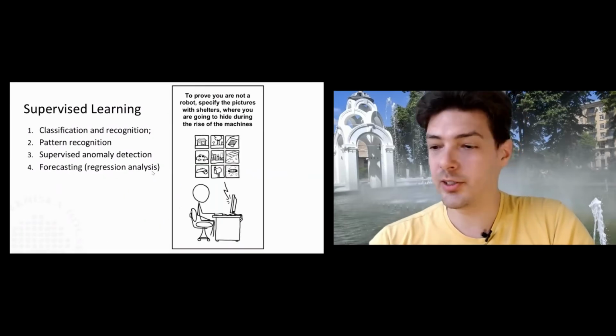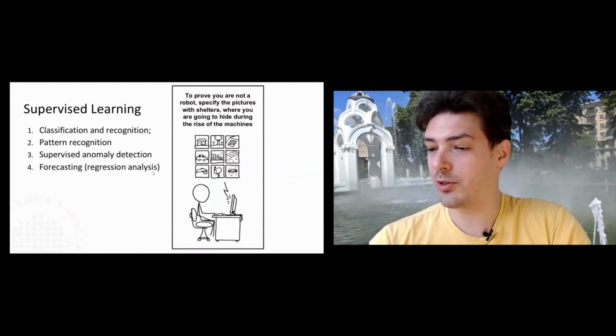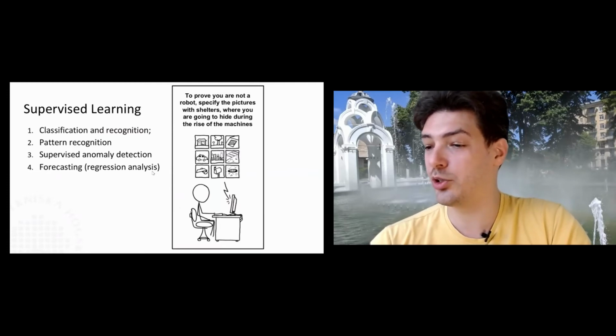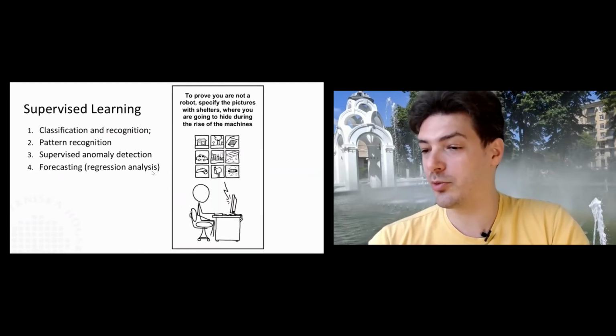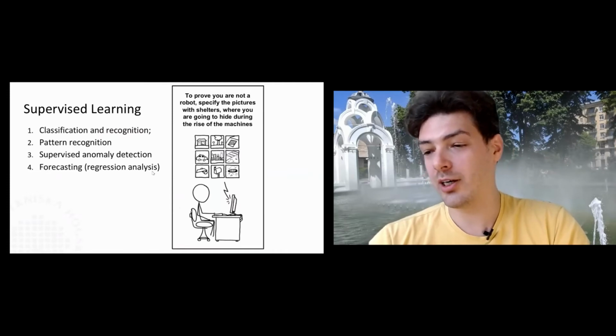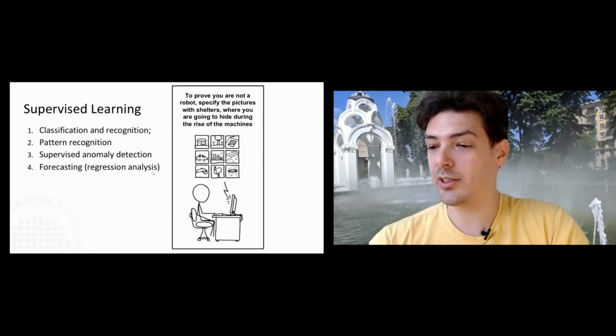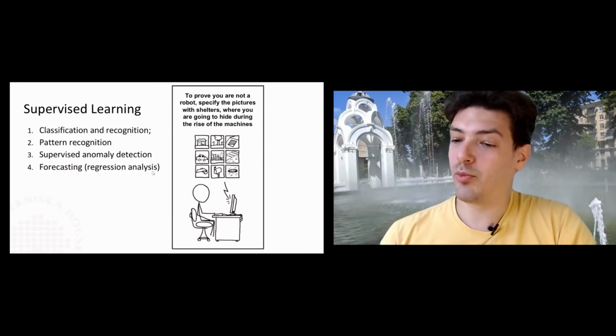Yeah, this is the slide for supervised learning, and on the picture, as you can see on the slide, there is a joke. To prove you are not a robot, specify the pictures with shelters where you are going to hide during the rise of the machines. So this is how AI can force humans to generate labeled data and to train the models.